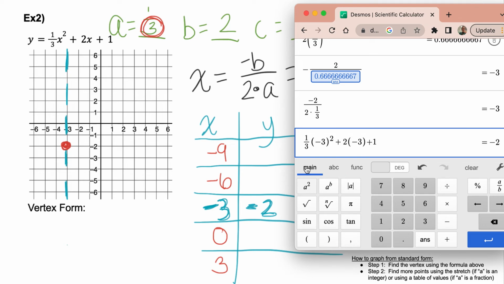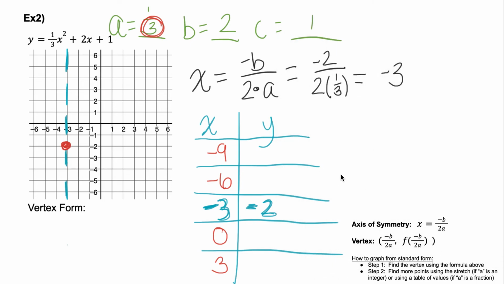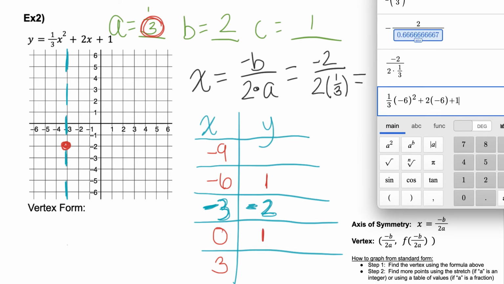And just a little trick, I'm actually going to just replace this -3 with a -6. I don't have to do a whole lot of work. So when x is -6, y is a nice whole number. It's just 1. So I'll put the 1 here. And I know because of symmetry that there's going to be a 1 there as well. So I don't have to plug it in again.